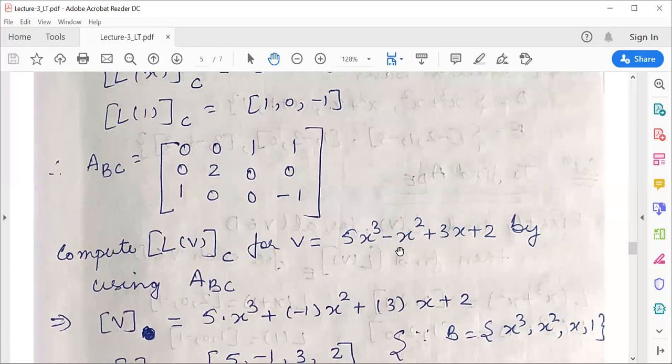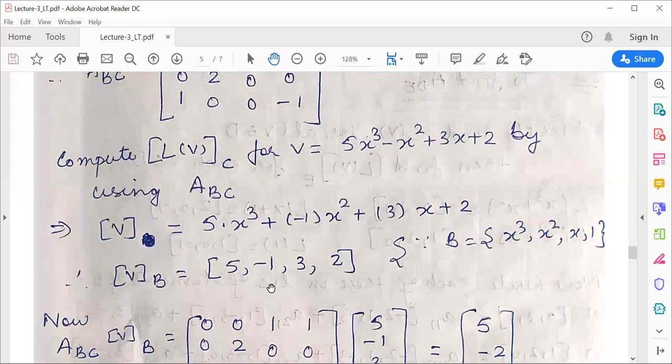Now the next question is to compute the coordinate vector of L of V with respect to the ordered basis C, where V is equal to this. Now this V is another element of P3, right? By using A_BC. This is your given vector V, and the coordinate vector for the given V with respect to the ordered basis B will be equal to 5, -1, 3, 2.